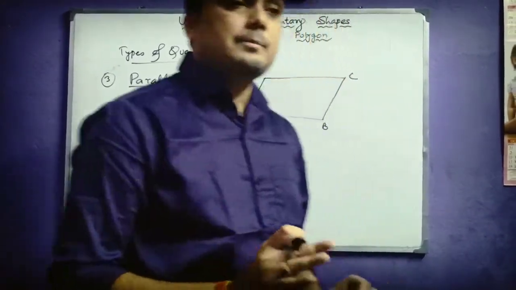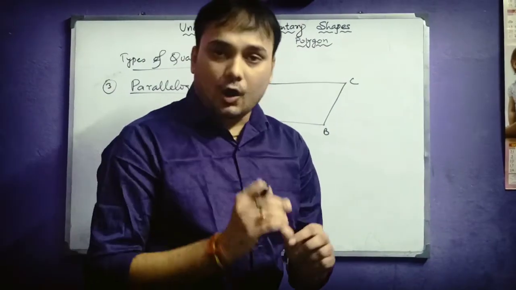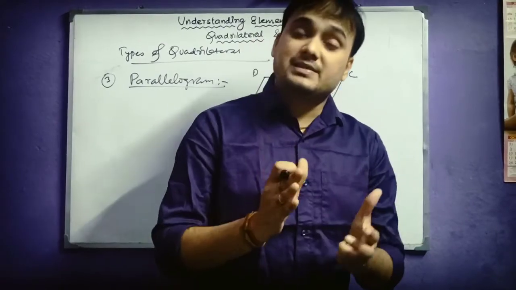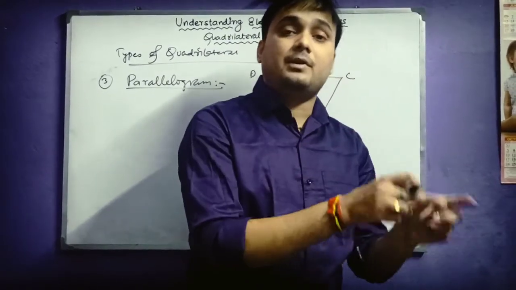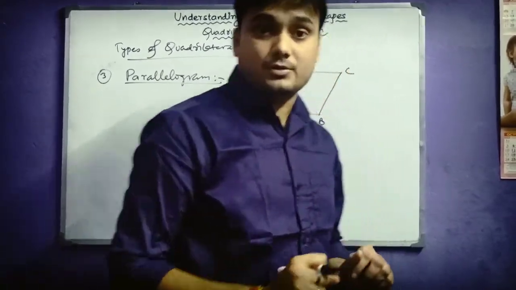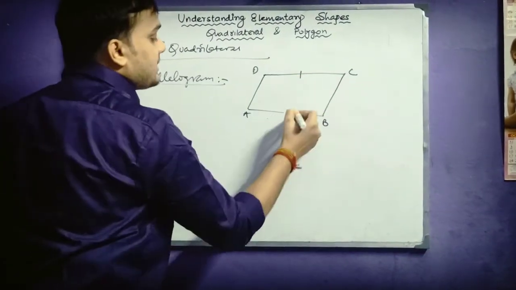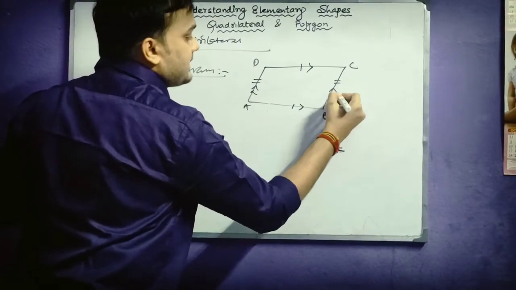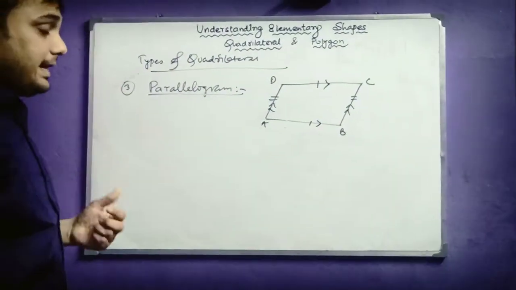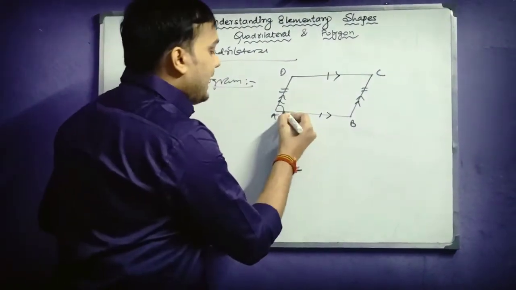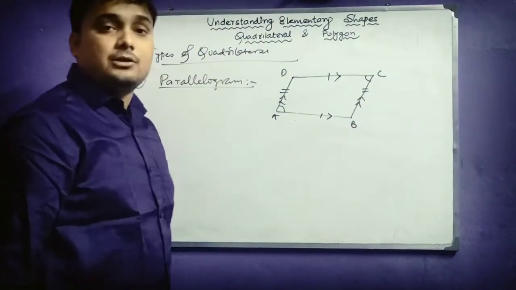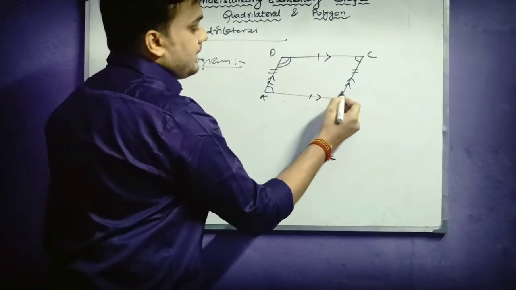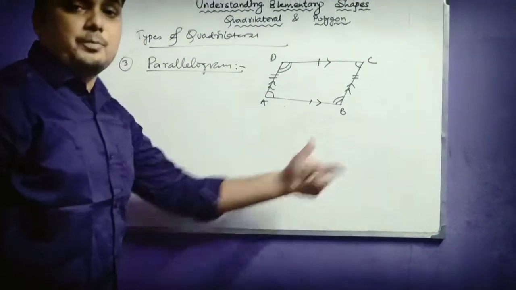Okay, because the most important property of a parallelogram is that opposite sides should be equal and parallel, and we see this same property is applicable in rectangle, square and rhombus also. So what I said, opposite sides are equal and opposite sides are parallel. Next property, opposite interior angles are equal. Okay, angle A is equal to angle C and angle D is equal to angle B. Opposite interior angles are equal.